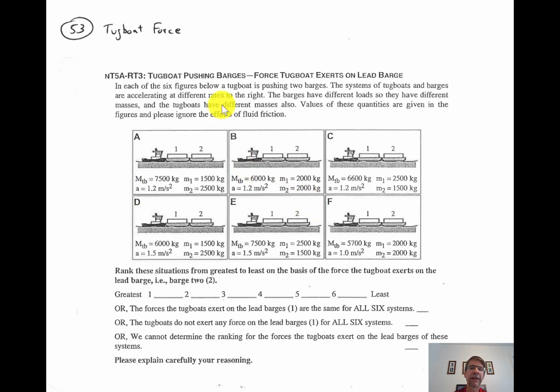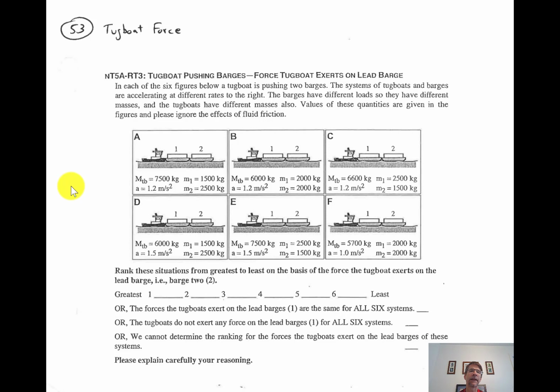The thing here that's really kind of tricky, it says in the problem, calculate the force the tugboat exerts on the lead barge. That's barge number 2. And the answer is 0. It's not pushing on barge 2. So that would be the answer to this problem. The force that the tugboat exerts on barge 2 is 0. It's barge 1 that's exerting a force on barge 2.